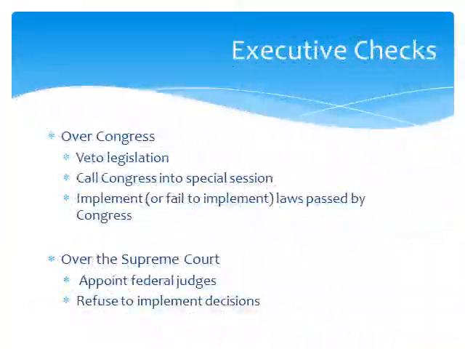The executive checks over the legislature or Congress are: the president can veto legislation, can call Congress into special session, and implement or fail to implement laws passed by Congress. The executive checks over the judicial branch or the Supreme Court are that they appoint the federal judges and refuse to implement decisions.